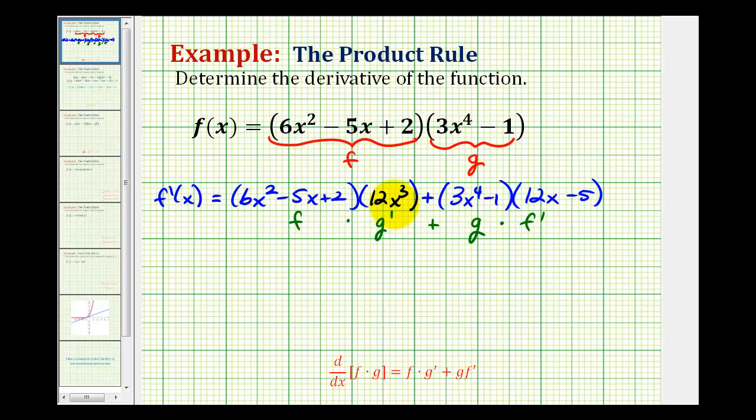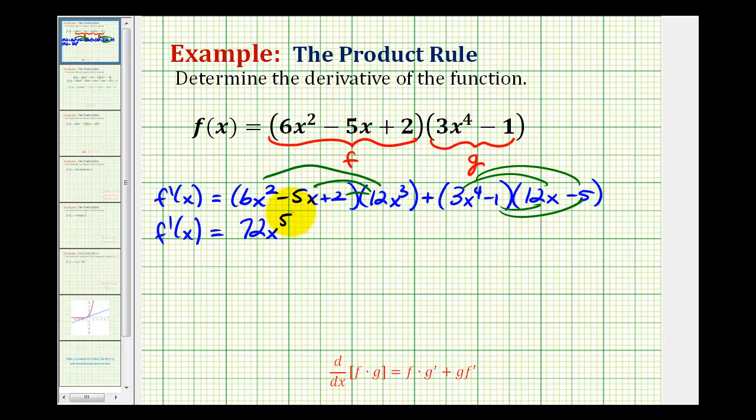We have to distribute 12x to the third, and then we have to multiply these two binomials and then collect like terms. So we'll have 3 products here, and we'll have 4 products here. So we'll have 72x to the fifth minus 60x to the fourth plus 24x cubed. And over here we're going to have 36x to the fifth minus 15x to the fourth minus 12x and plus 5. And now we'll collect like terms.